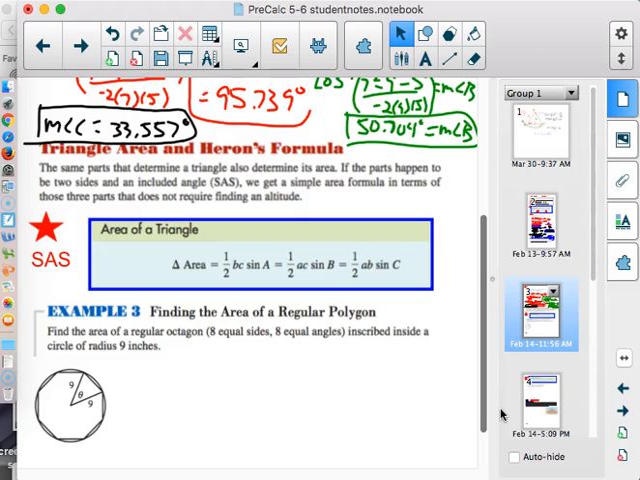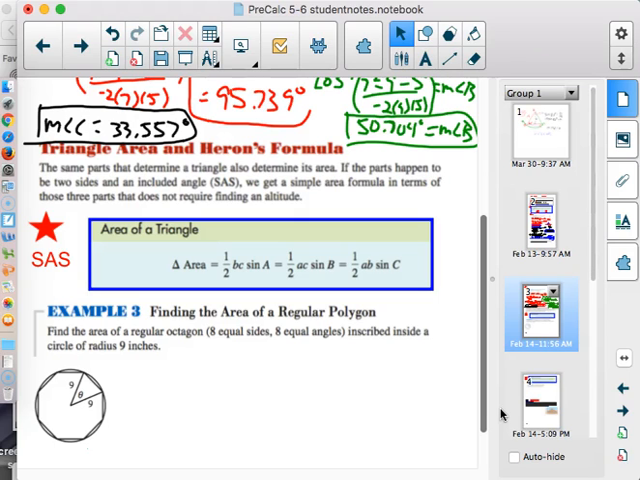The triangle area formula says the same parts that determine a triangle obviously also determine its area. How many square inches, square feet, square units is it going to take up? If the parts happen to be two sides and an included angle, side angle side, we get a very simple area formula in terms of those three parts that does not require finding an altitude. It's on the ACT every time. Here's why.